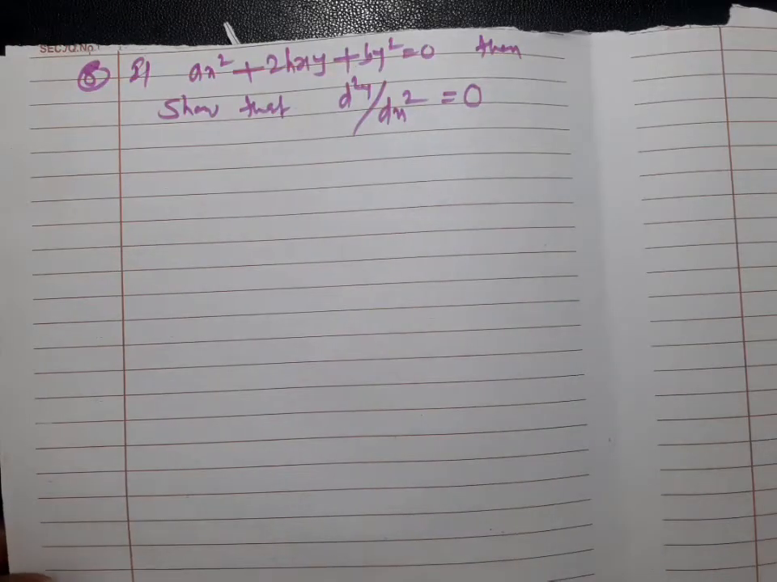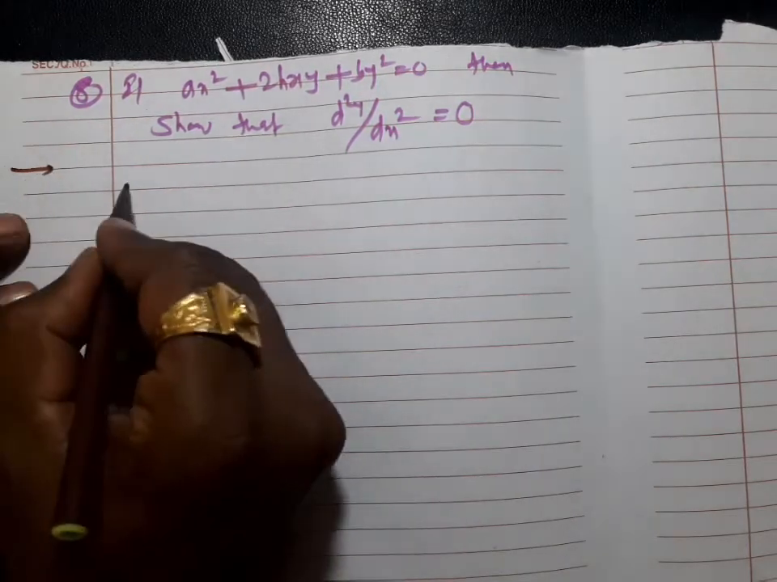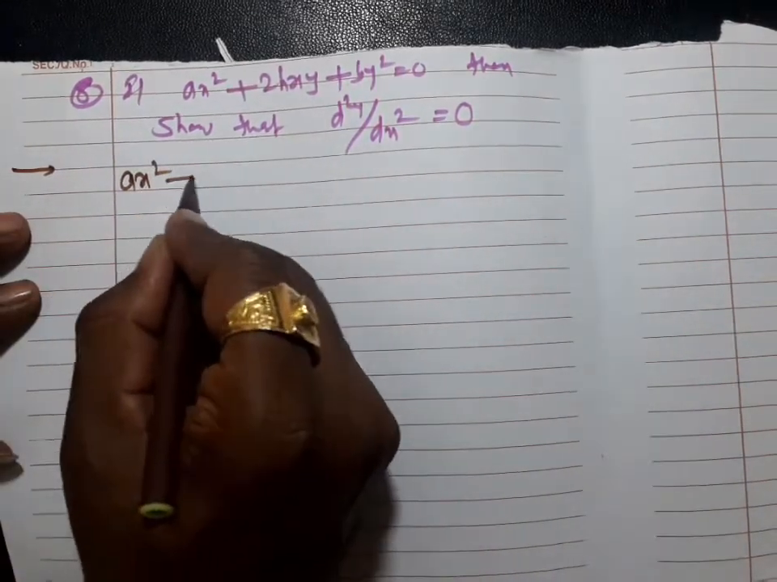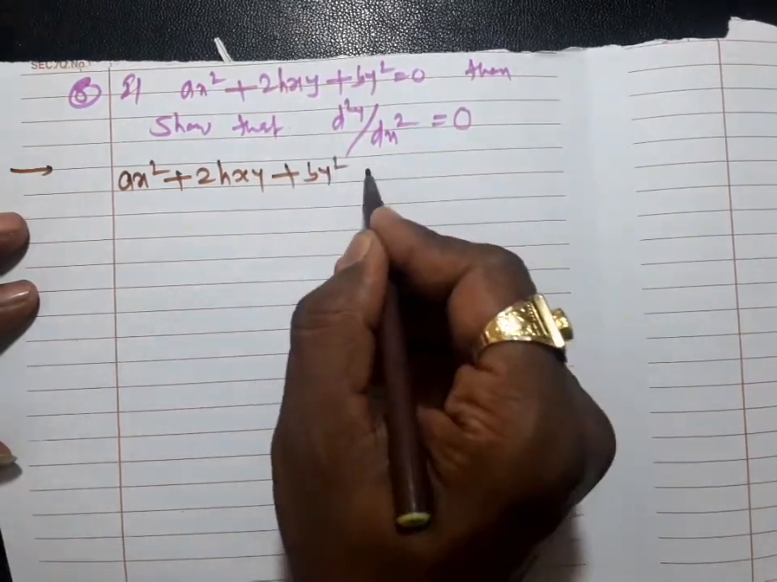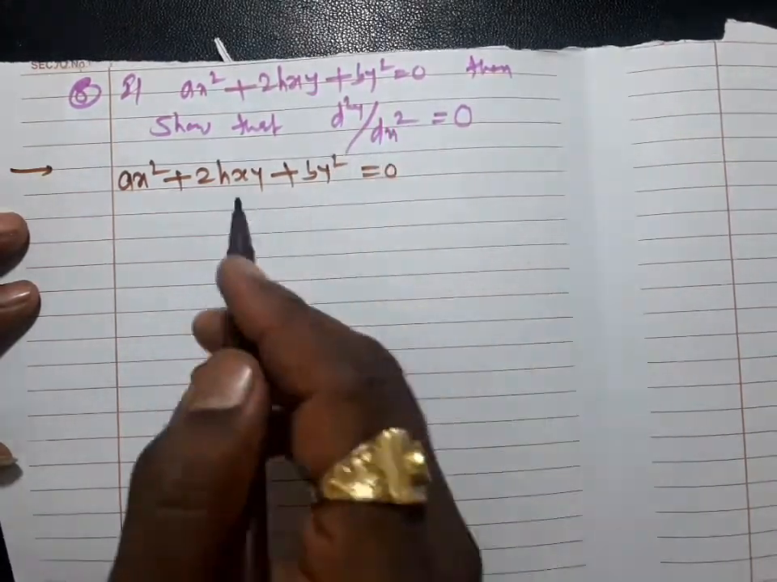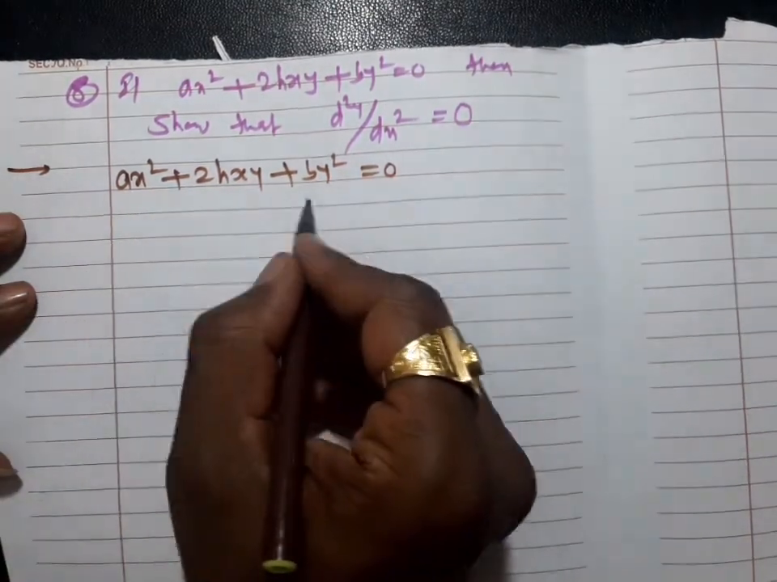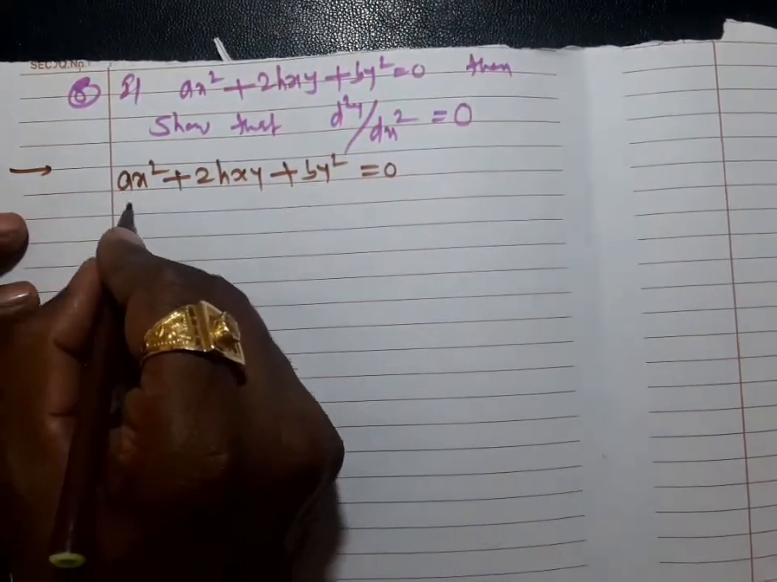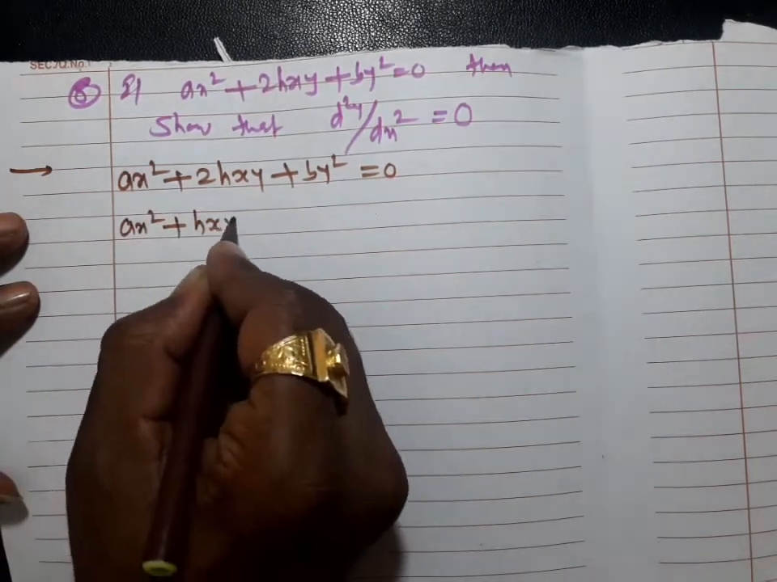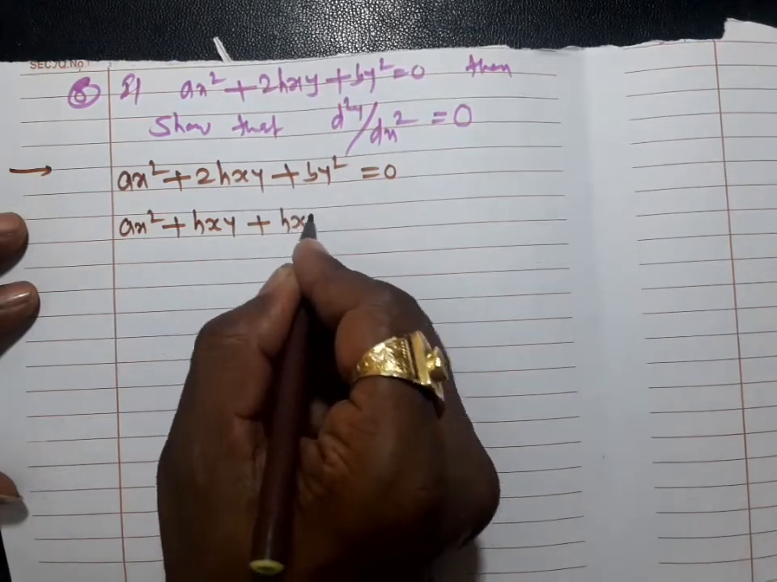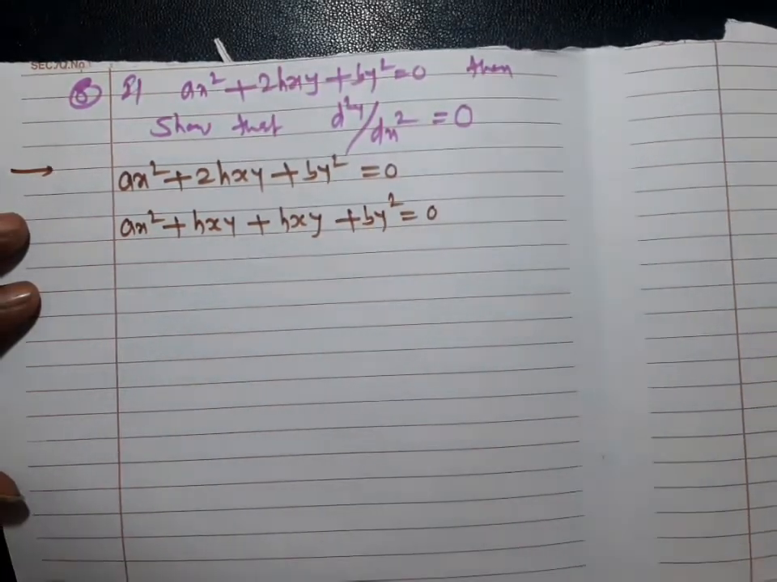Now example number 8, very interesting, and this type of example will be asked for CET. See, this is given ax square plus 2hxy plus by square is equal to 0, and then show that d2y by dx square is equal to 0. Now before going to solve this example, I would like to simplify this. This is ax square plus hxy plus hxy plus by square is equal to 0.